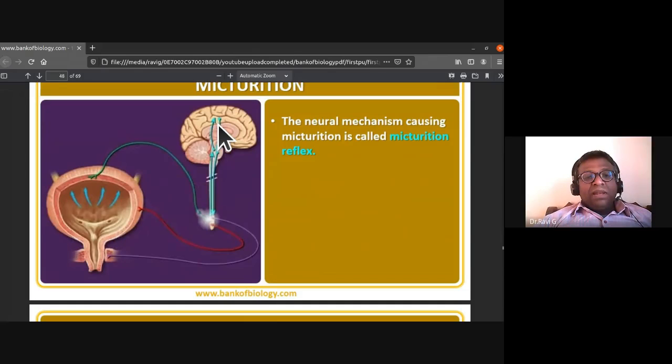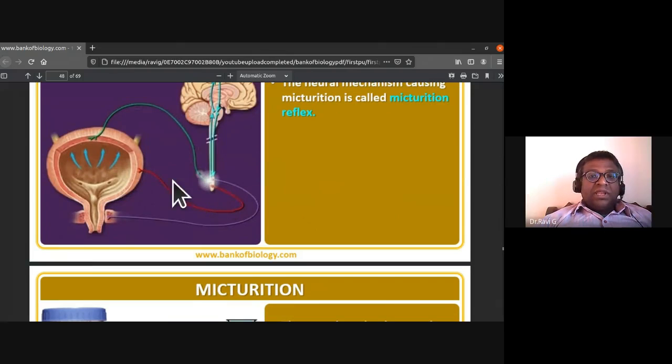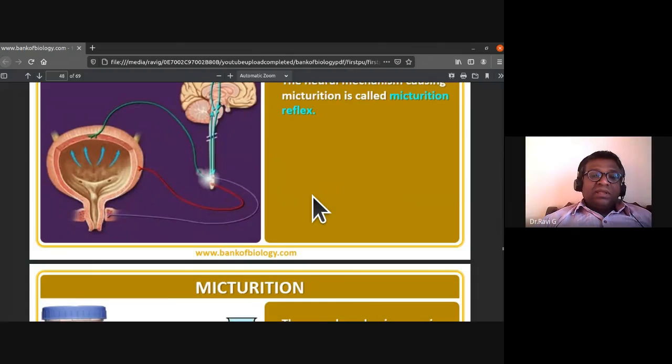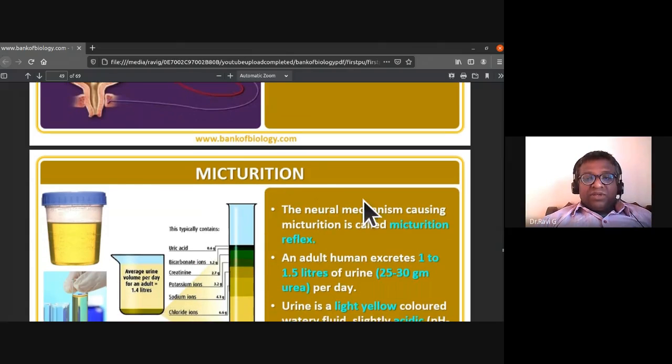The neural mechanism which causes micturition, or the urination process, is called the micturition reflex.